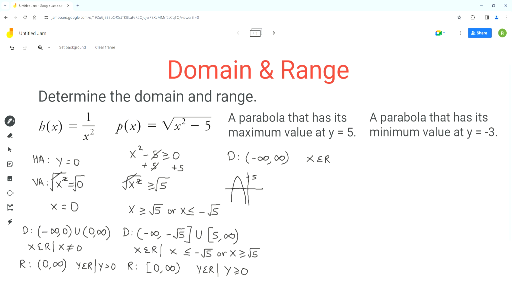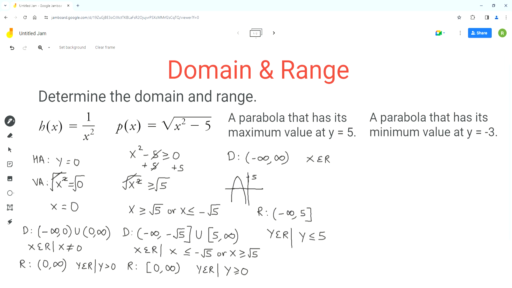So for this kind of parabola, the range in the interval notation can be written as negative infinity to 5, and 5 is included in the range because 5 is the maximum value. So that point 5 lies on the parabola. Now in the other notation, the range can be written as y ∈ ℝ, and then y is less than or equal to positive 5.